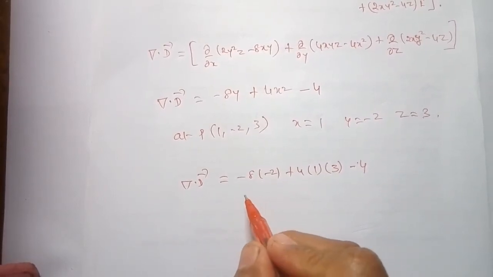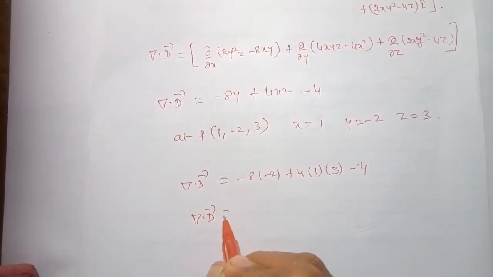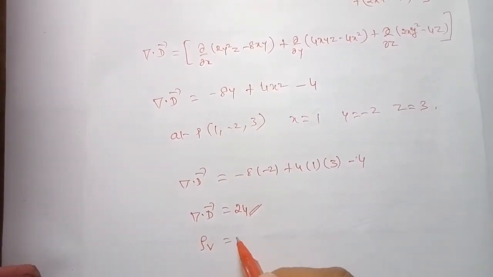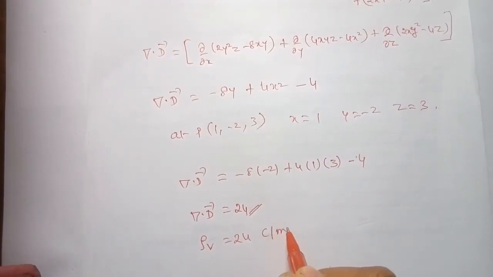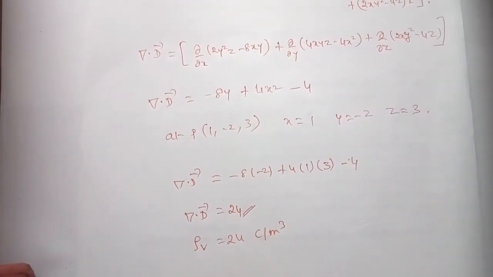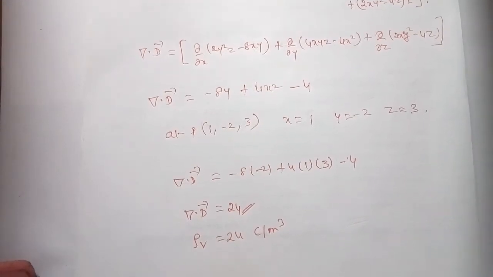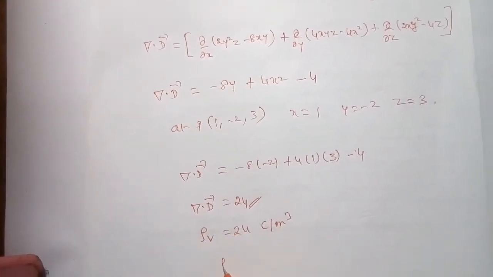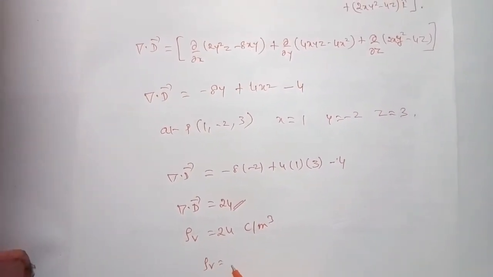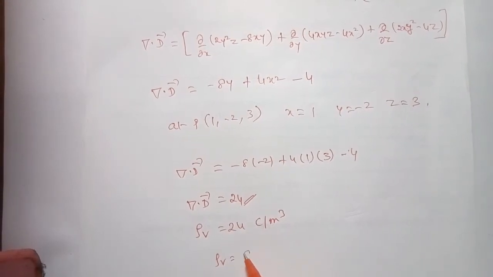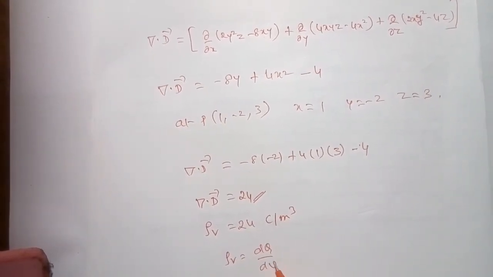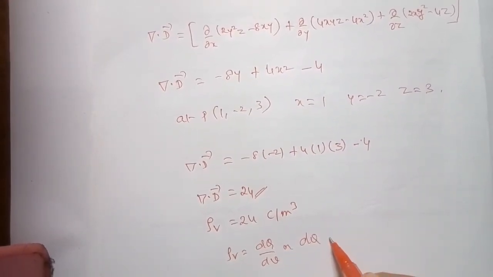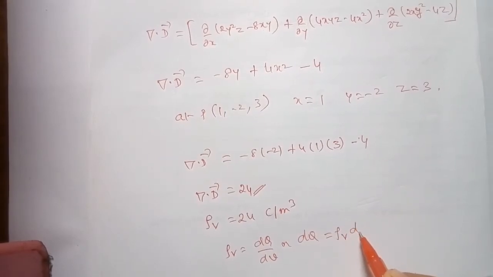So you get del dot D is equal to 24. So rho v is equal to 24 coulomb per meter cube, because it's given in the problem that del dot D is nothing but charge density rho v. So rho v is equal to, we have to find out total charge within the volume. So rho v is equal to dq by dv, or dq is equal to rho v into dv.